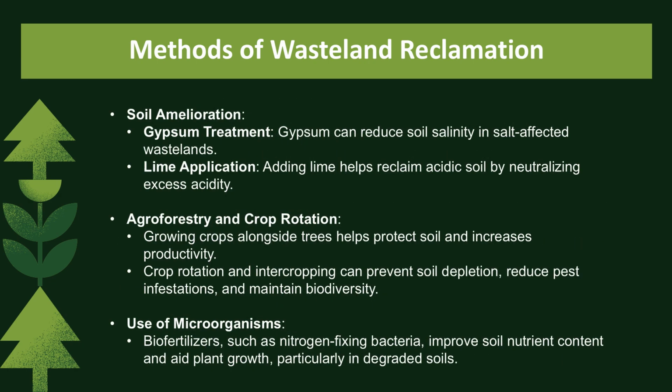Additional methods include contour-plowing and terracing for sloped lands, which helps reduce erosion and water loss. In dry regions, creating small ponds or check dams can help store rainwater, which improves water availability and supports vegetation growth in these reclaimed areas.